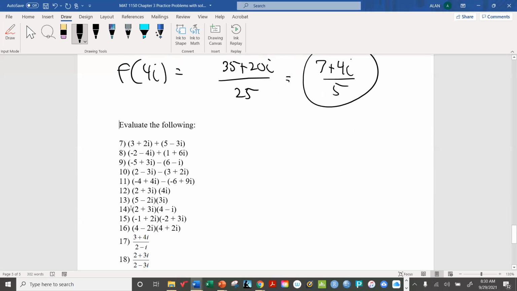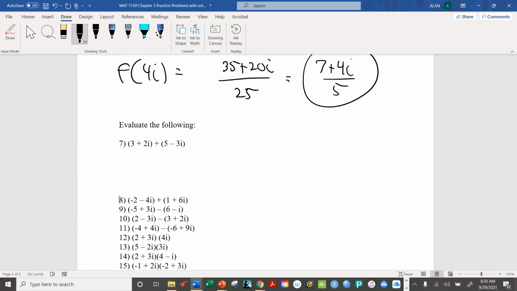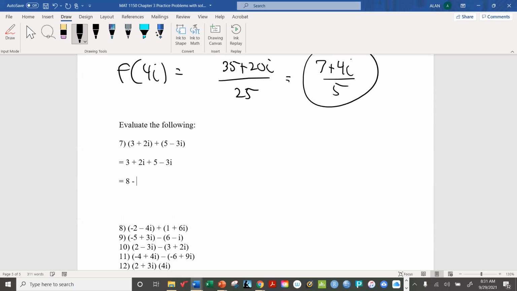Now here, ooh, these are nice. Well, these are just sums. You can easily add these together. There's no problem there. Nothing unusual is happening here. You just drop the parentheses in this case. 3 plus 2i plus 5 minus 3i. You just end up with 8 minus i. Oh man, that was so simple. What happened? I don't know, but here we go. Let's try this one.